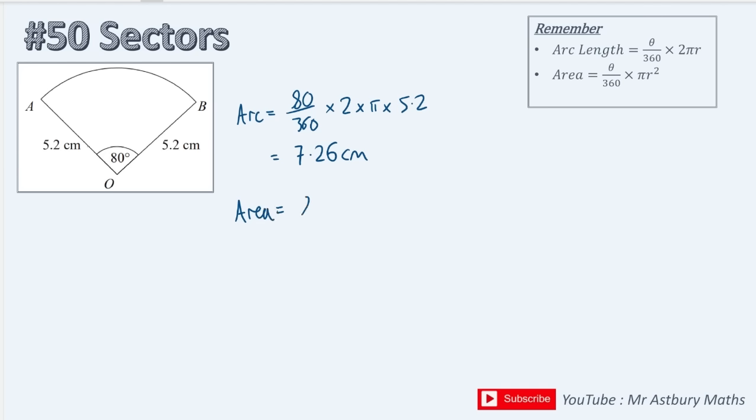Okay, next, the area, using the formula that 80 over 360 multiplied by pi times the radius squared. And I put that into my calculator, and that gives me 18.9 centimeters squared.